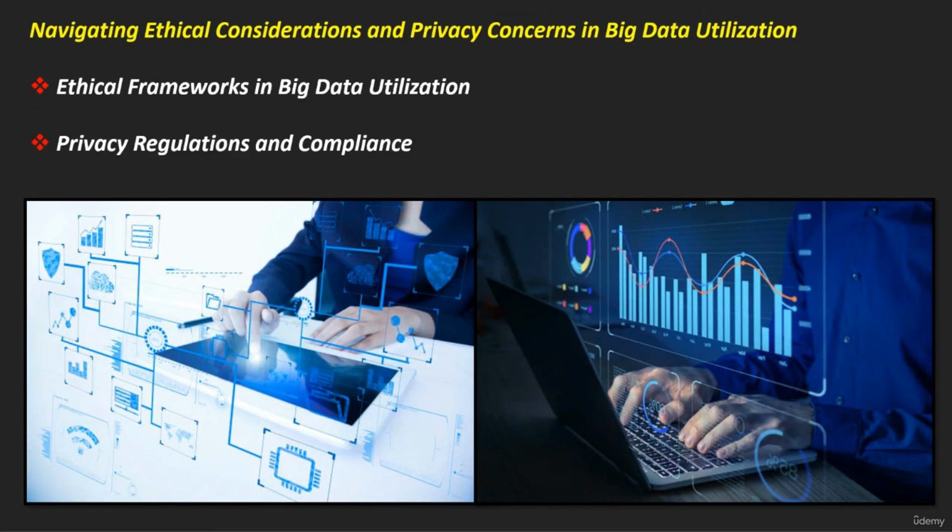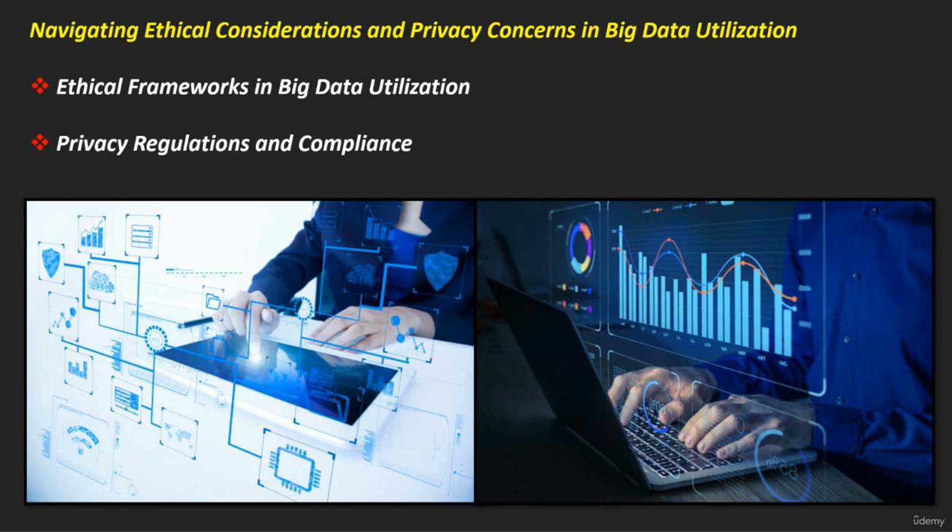The next part of the slide, we need to talk about navigating ethical considerations and privacy concerns in big data utilization. We need to talk about these two important levels. In the era of big data, where information is a currency and insights are gold, ethical considerations and privacy concerns have come to the forefront of discussion surrounding data utilization.